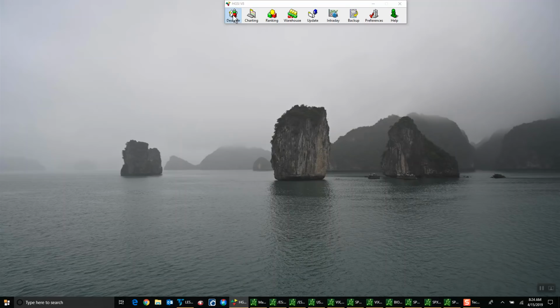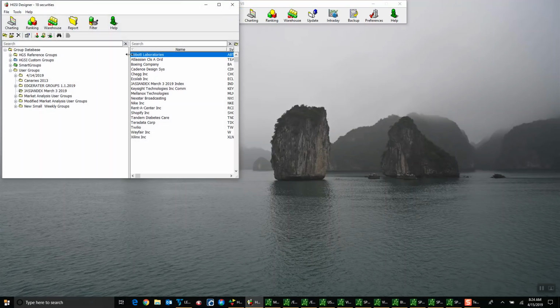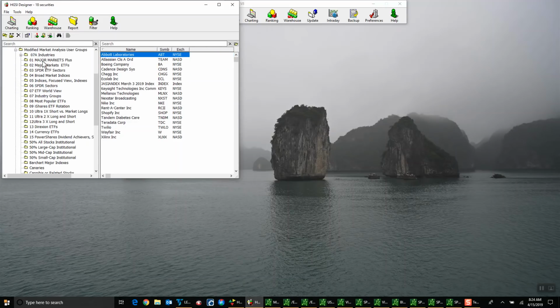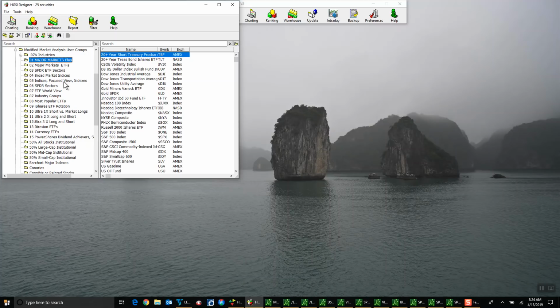Speaking of HGSI, let's go ahead and open it. I may have to resize windows because I just did an update. I changed the resolution for this program. I like to go down to look at the major industry groups. Warehouse view.